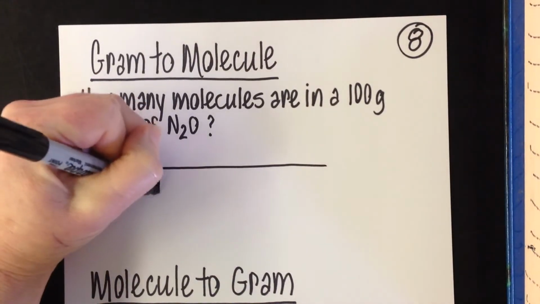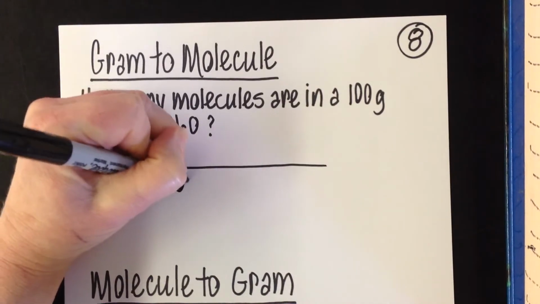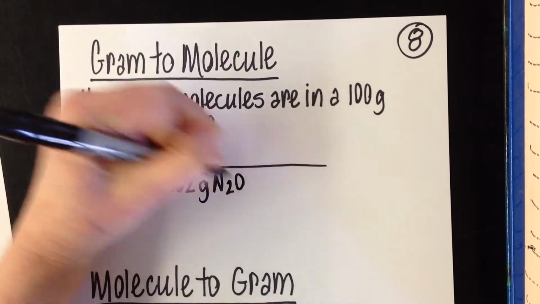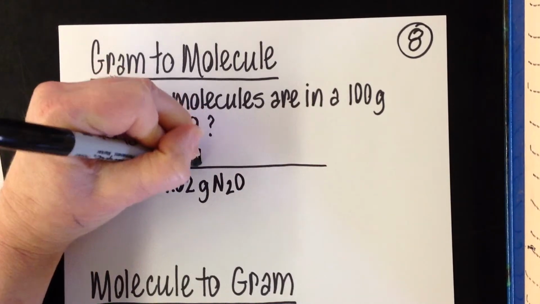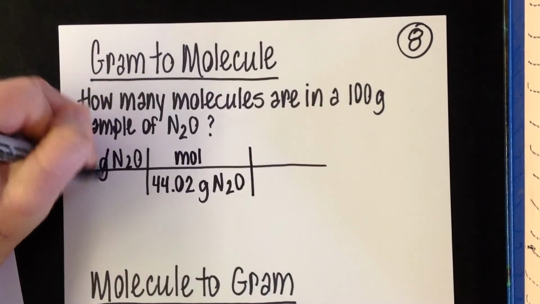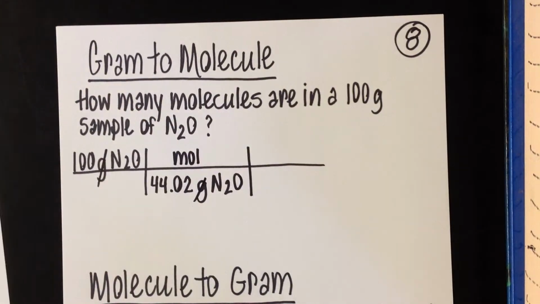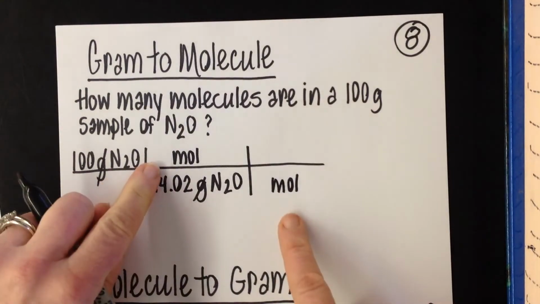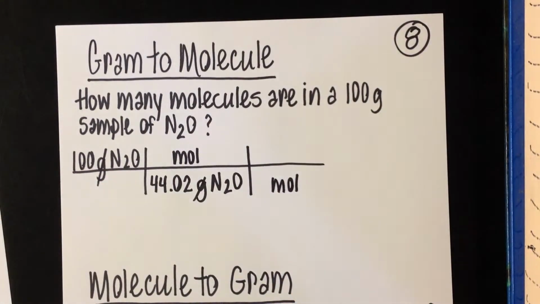So I've got 44.02 grams of N2O per mole. I have magically just gotten rid of grams. Now I'm dealing with moles. So you know mole's going to be on the bottom here. And it's so great that mole never has a number with it. So you know, okay, I'm just going to put mole there.